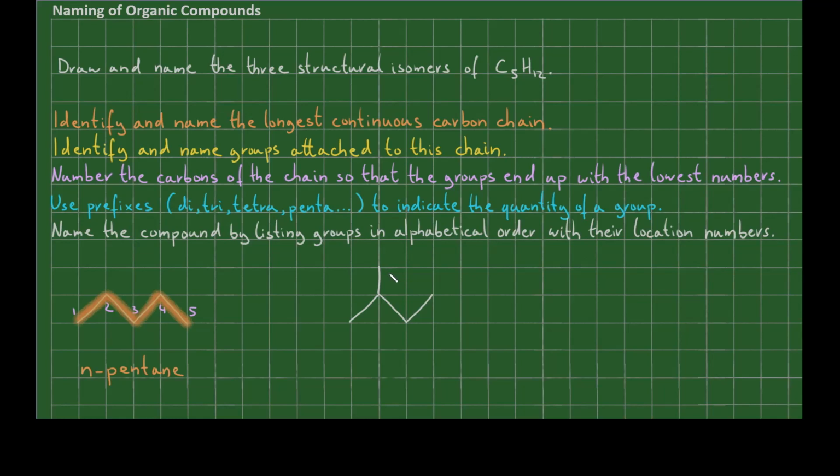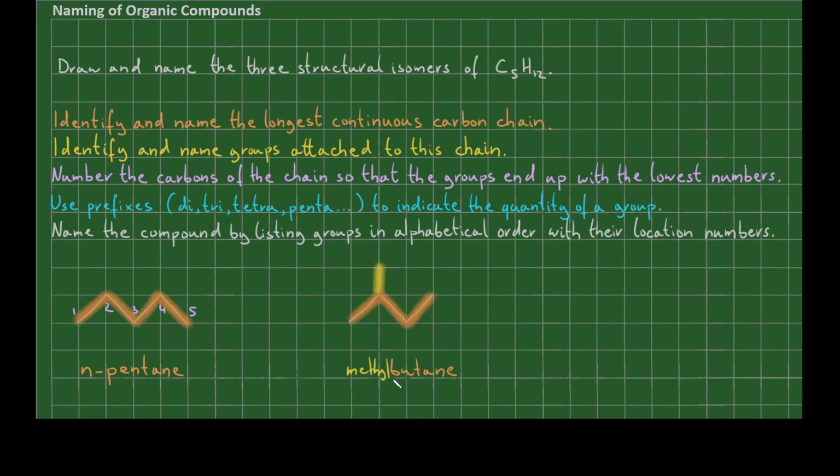I'm going to identify and name the longest continuous carbon chain. In this case, that would be these 4 carbons. And so this is a butane. What do I have outside of the main continuous carbon chain? I have this methyl group here at the top. I can say that I have a methylbutane.